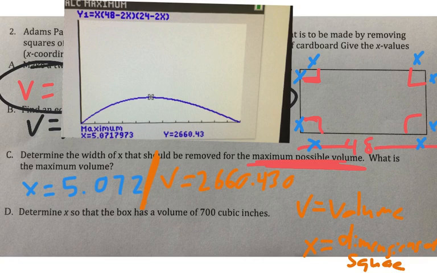What does x have to be if the volume was 700? So what you can think about is, in that equation, plugging in 700 for y. For V, right? Volume. So this is 700 equals x times (48 minus 2x) times (24 minus 2x). If you wanted to, you could distribute and get everything to one side and then graph. That's a lot of work though.